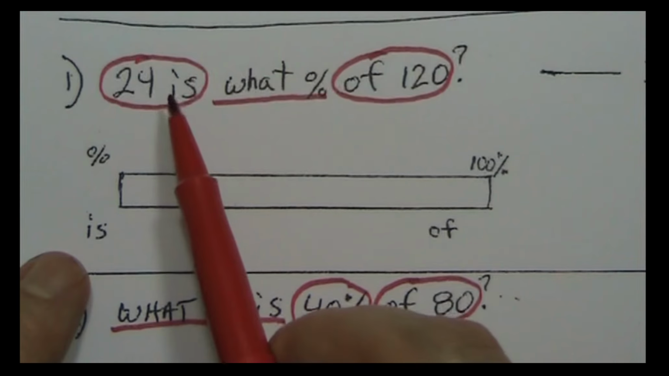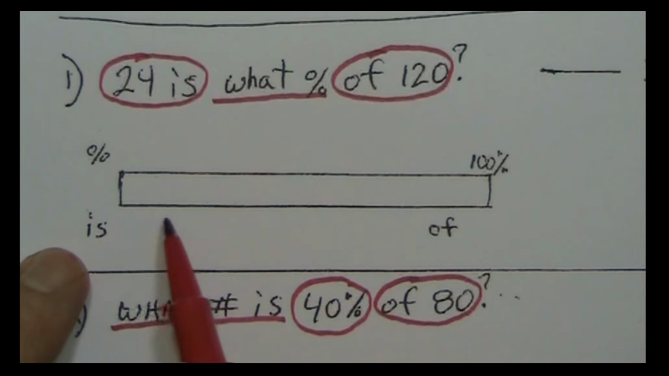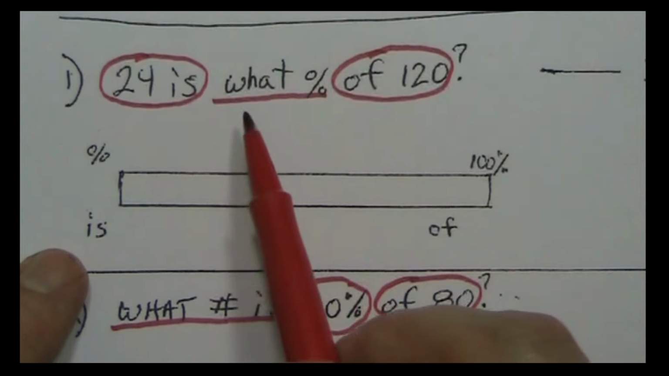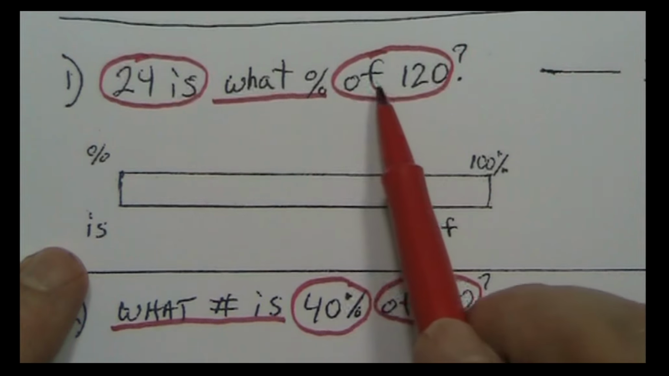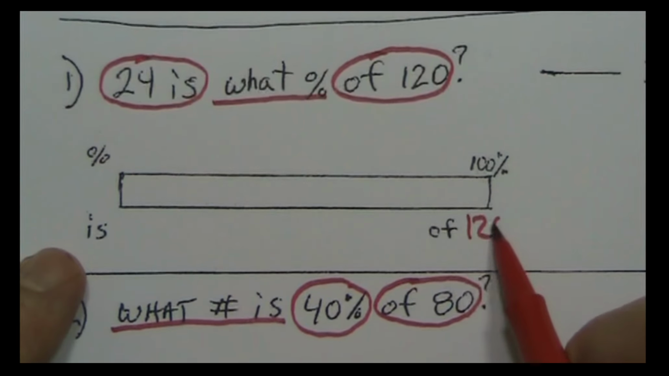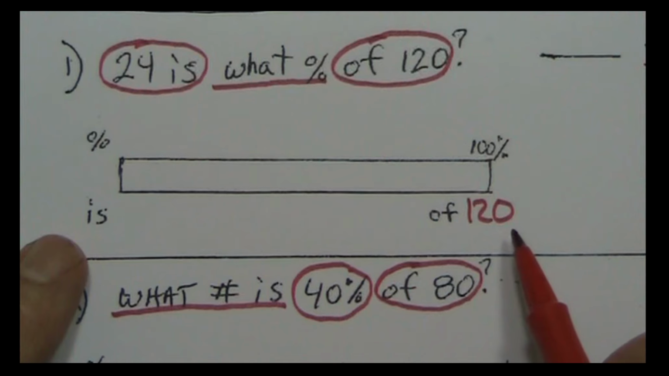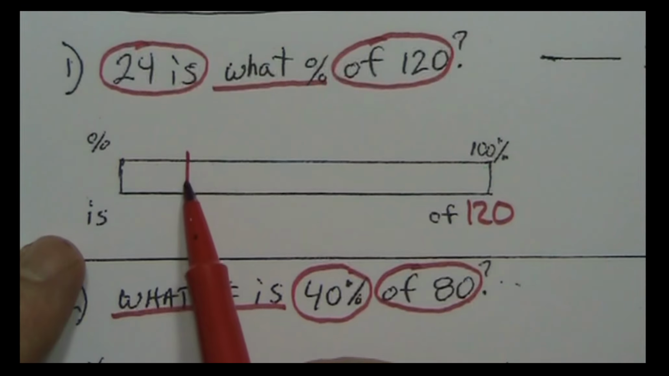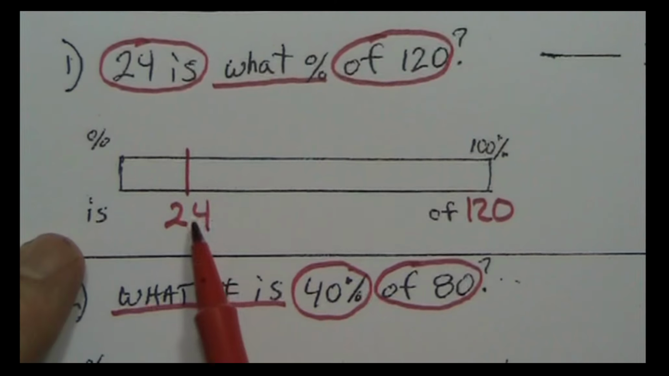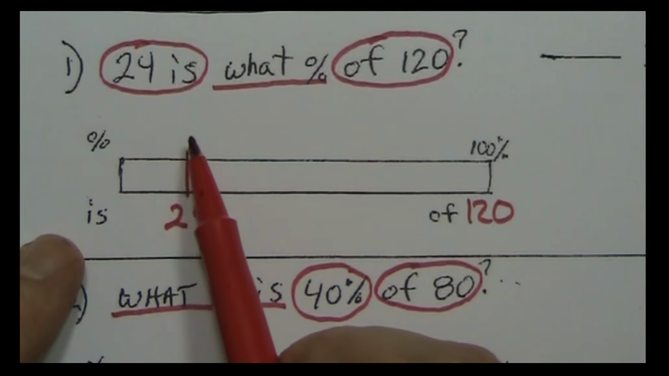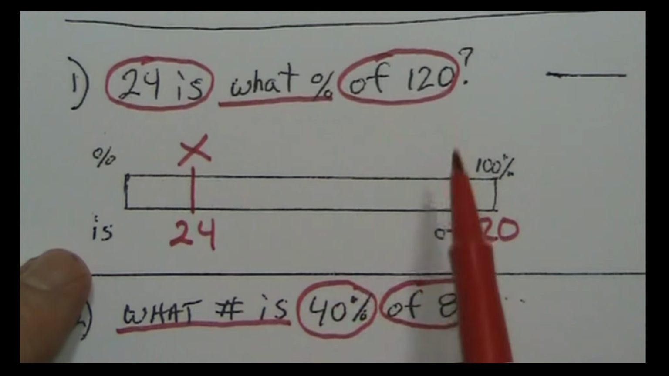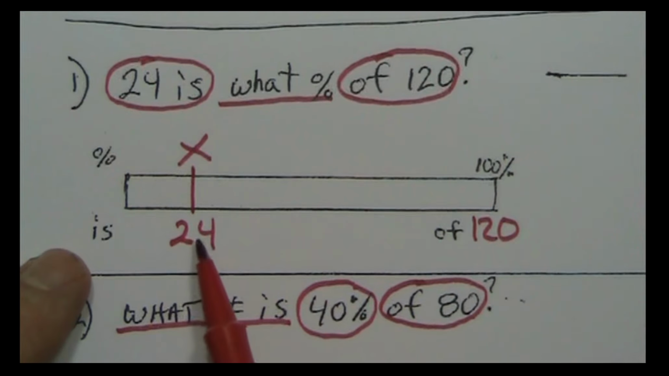All right, so let's see. This is the is number, 24. That means it goes down here. It's not the one all the way to the right. It's not the whole thing. It's part of it. So where would 24 is what percent of 120? Of 120 is this. The whole thing is 120. 24 would be about, let's just say, right about here. So 24 out of 120, but we don't know what the percent is. That's the question. 24 is what percent of 120? They could have said 24 out of 120 is what percent. They could have written it that way.